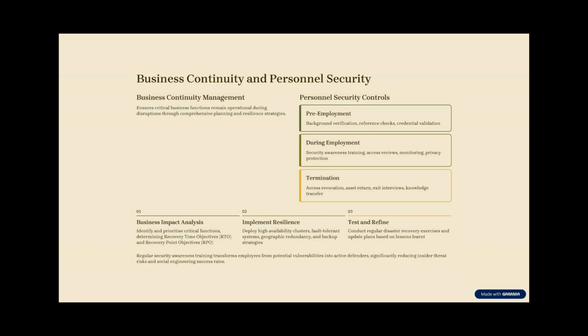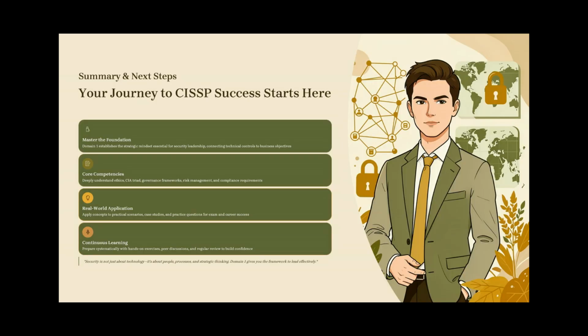As the saying goes, security is not just about technology, it's about people, process, and strategic thinking, and that's exactly what Domain 1 teaches you. So to wrap up CISSP Domain 1, it's the strategic leadership foundation. You start with ethics, apply the CIA Triad to balance the needs, master the risk management cycle, understand the laws and policies you operate under, and never forget the people and planning side.